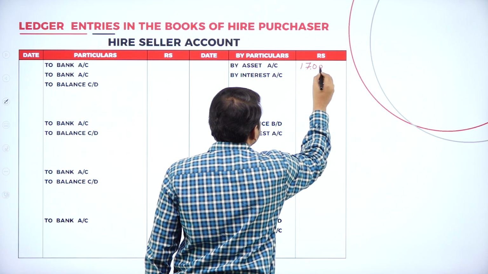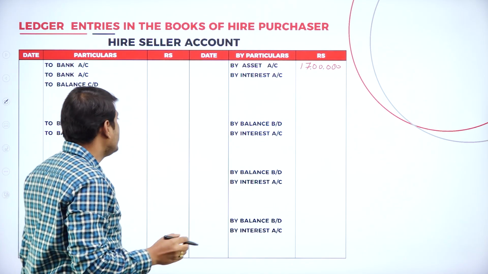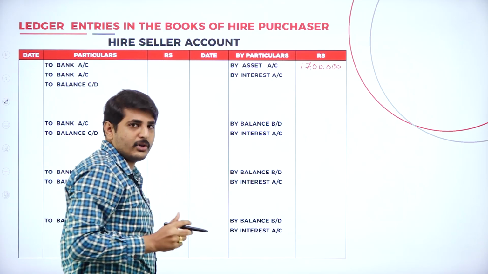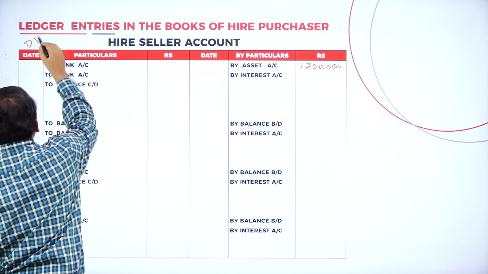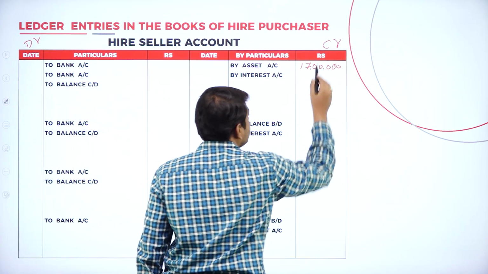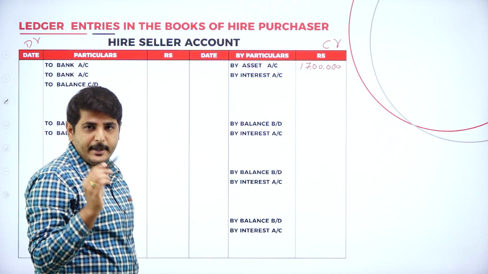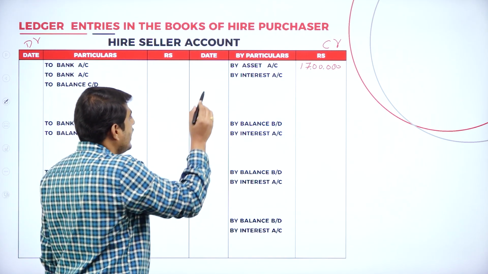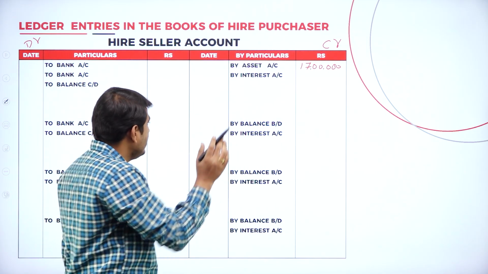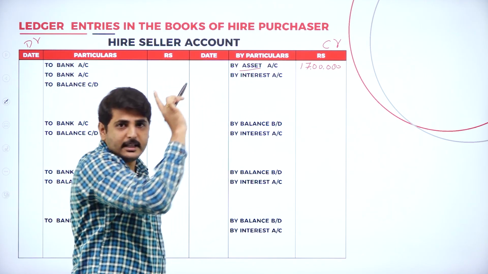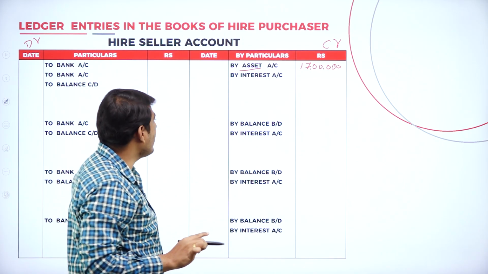17 lakh. By asset account to hire seller account. So in the journal entry, this is the debit side, this is the credit side. If the asset account is debited in the journal entry, the asset account should be credited in the ledger entries. I hope you're understanding. The same asset account or car account is debited in the journal entry, but we have to credit it in the ledger entry or ledger account.